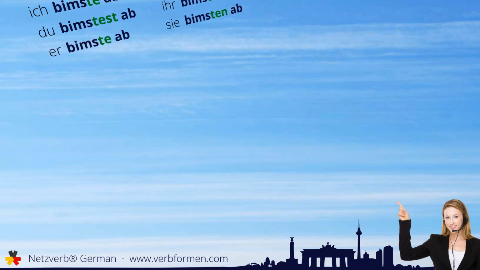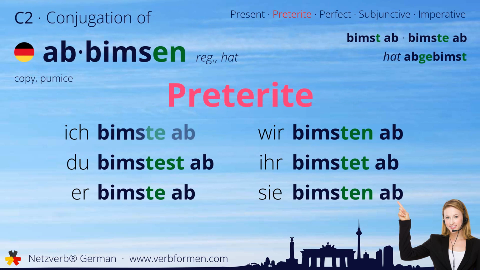Next up is the preterite. Ich bimste ab. Du bimstest ab. Er bimste ab. Wir bimsten ab. Ihr bimstet ab. Sie bimsten ab.